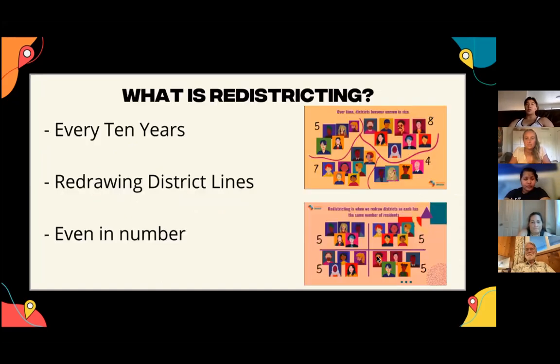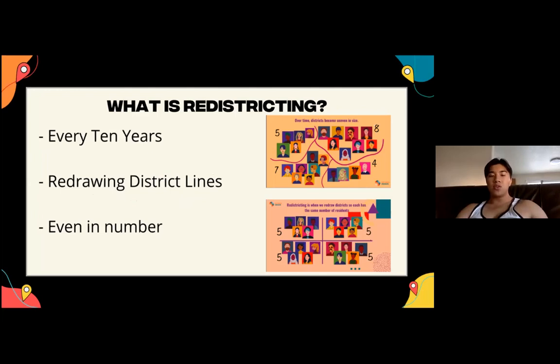So what is redistricting? Redistricting is a process that happens every 10 years, right after the census. So how it works is, in 2020 we had the census, and redistricting comes right after the census because the census will tell us about population shifts, how certain districts have grown, how certain districts have shrunk, and over time, districts become uneven in number, like you see in this graphic at the top. So redistricting is when we redraw districts to make it so every district has the same number of residents.